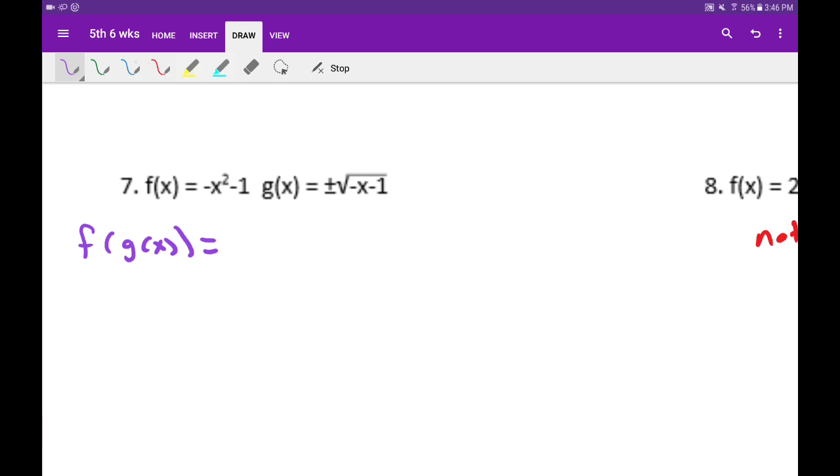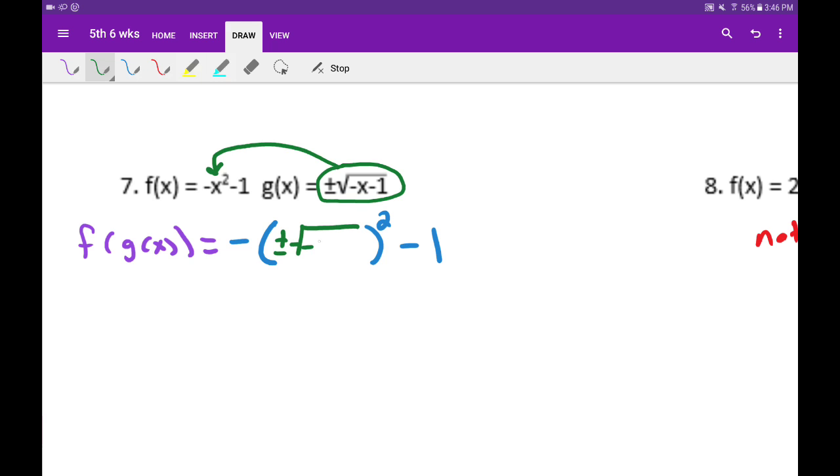here. Again, build your shell. So I'm going to take all of this here, and it's going to go into this x right here. All right, so I got a negative, put parentheses for my x, it's going to be squared, and then a minus 1. Okay, and then in this parentheses, I'm going to put my g of x function, plus or minus square root negative x minus 1.